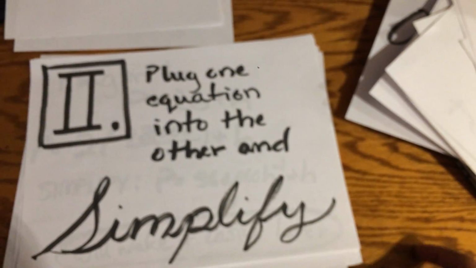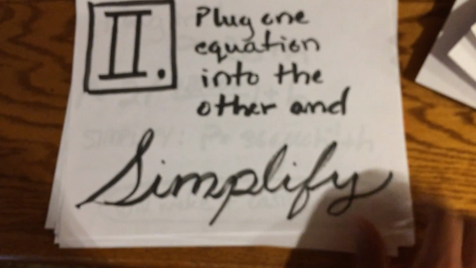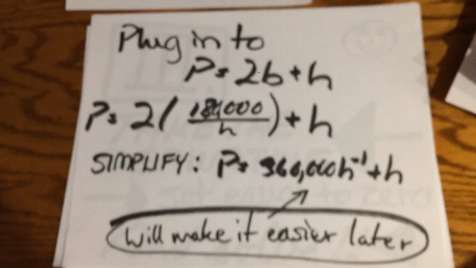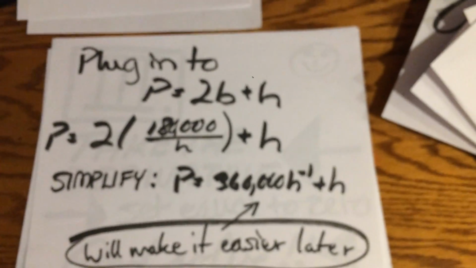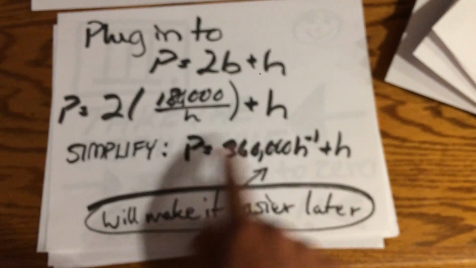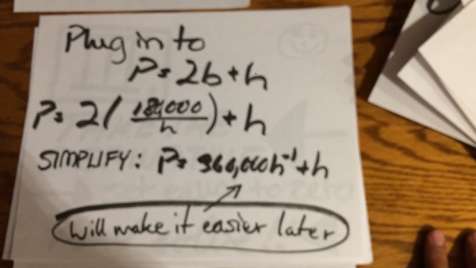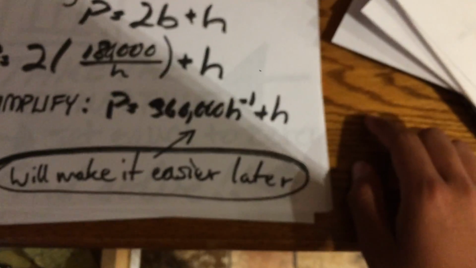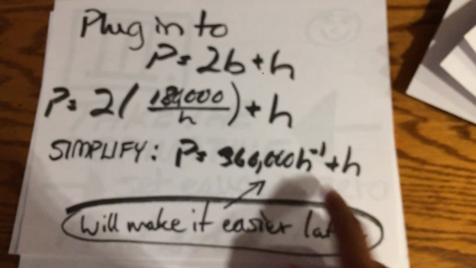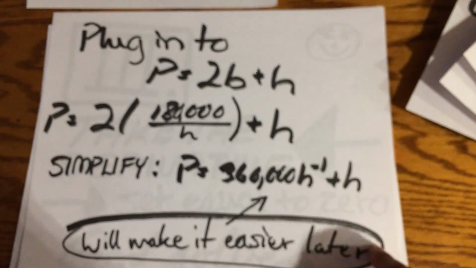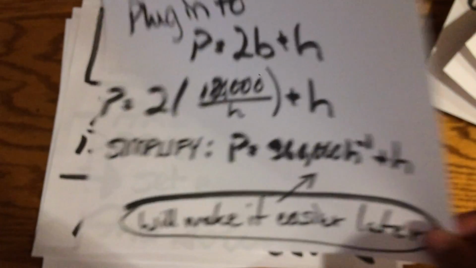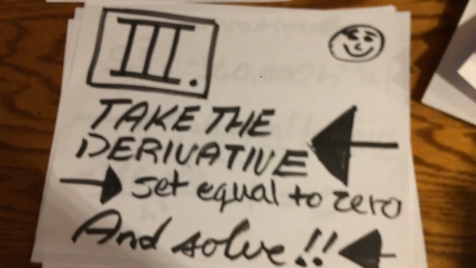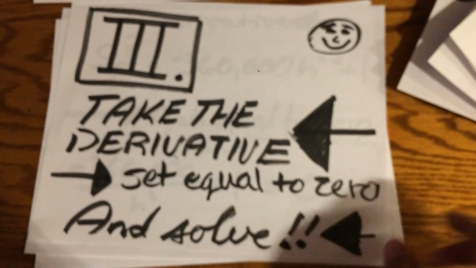Plug the equation into the other one and simplify. So we plug into the perimeter, which equals 2 base plus height, and it turns out to be that. We simplify, and that's going to be equal to this. The reason I made it a negative power is that it will make it easier later when we have to take the derivative, which is step 3. Take the derivative, set it equal to 0, and then solve.